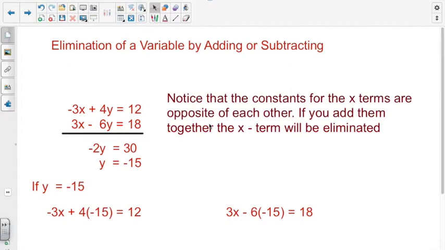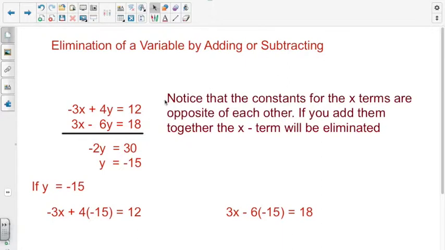So yesterday we talked about solving a system of equations by substitution. Now there's other ways of solving systems of equations. And today we're going to talk about elimination of a variable by adding or subtracting.